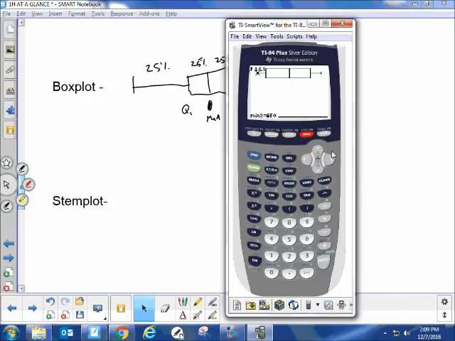If we press trace, you can see our minimum value, our Q1, our median, our Q3, and our max. Looks like most of our values are between Q1 and the median Q3. Okay, so the interquartile range is kind of large, but it's close to our overall range.